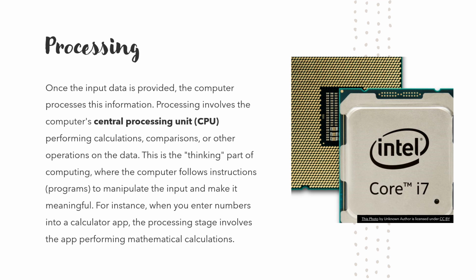This is the thinking part of computing, where the computer follows instructions or programs to manipulate the input and make it meaningful. So for instance, when you enter numbers into a calculator app, the processing stage involves the app performing mathematical calculations. Addition, subtraction, division, multiplication, that's what we're talking about.